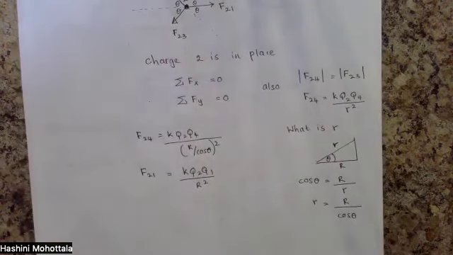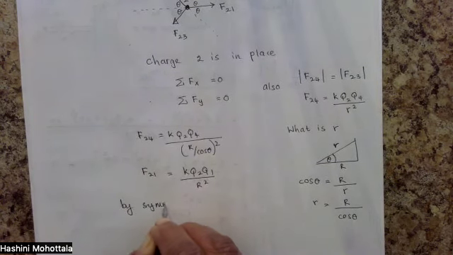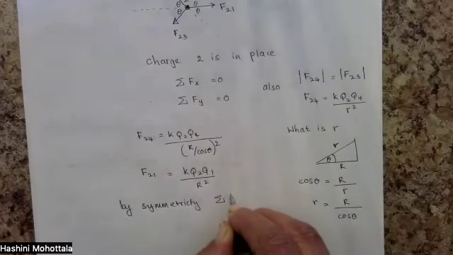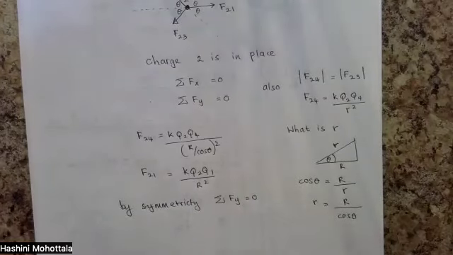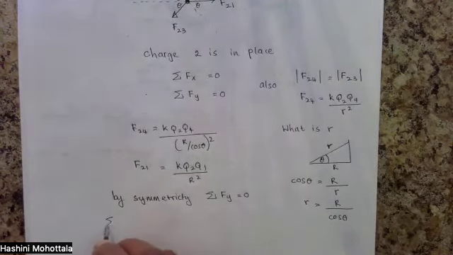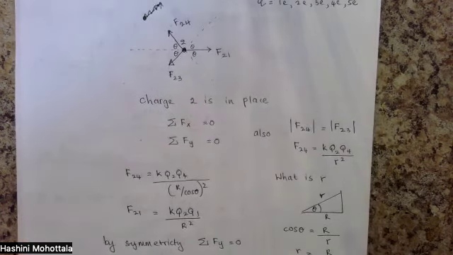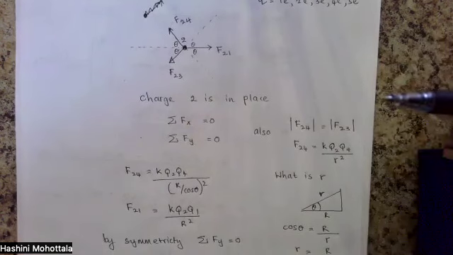Now, by symmetry, sum of Fy equals 0. That's clear. I think everybody understands that. And now I am going to write down sum of Fx. Sum of Fx is F21 cosine 0, F24 and F23. Look at the free body diagram.